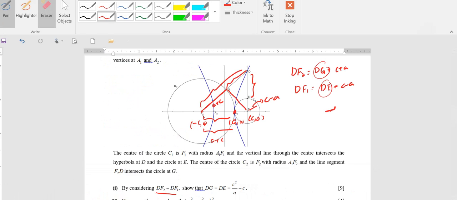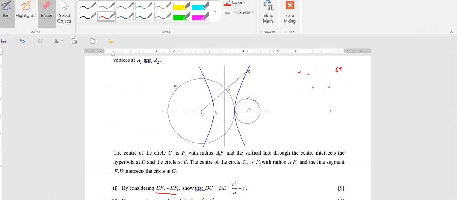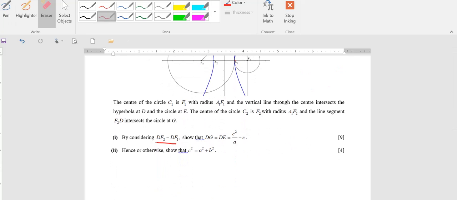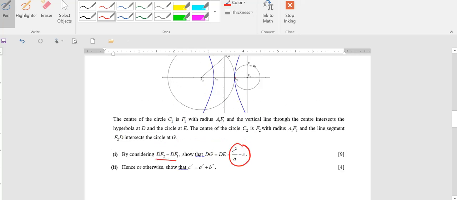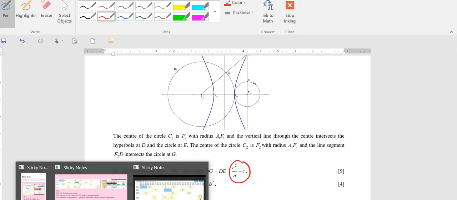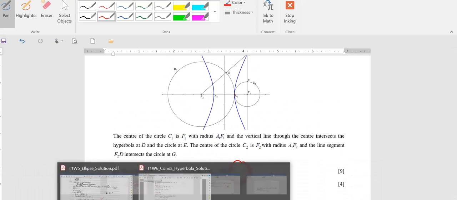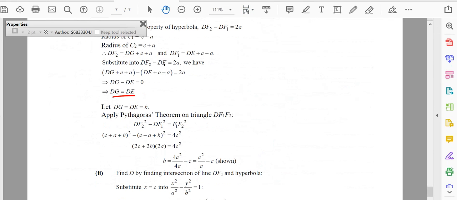Okay, then the next part. Hence or otherwise to prove. Yeah, so we still have one more part here, right? To show that it is equal to c squared over a minus c. So for this next part, we will focus on the triangle DF1, F2, right? Remember it was this, so this is F1, F2. So we know that this is a plus c and this is a minus c, right?